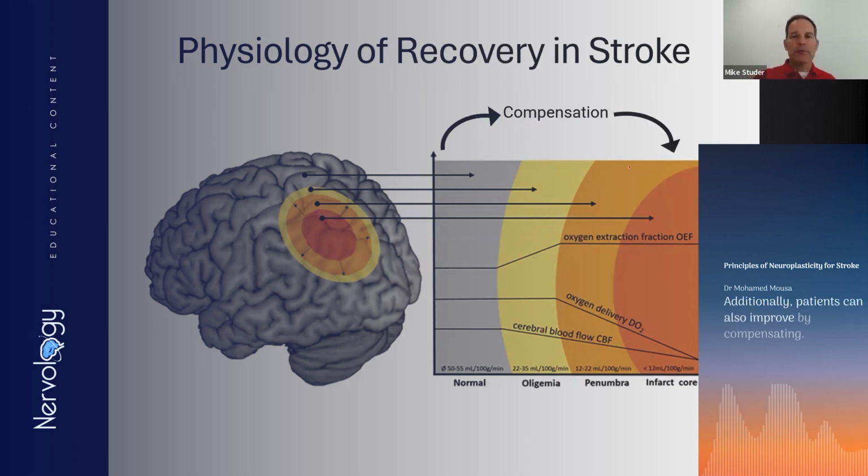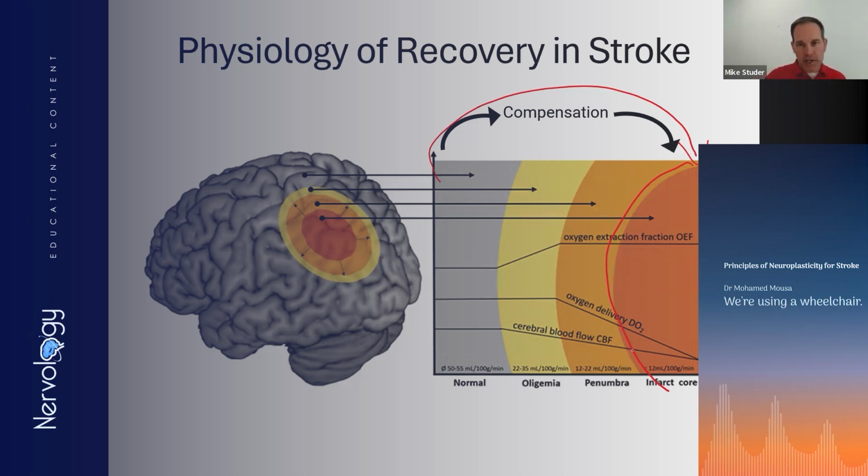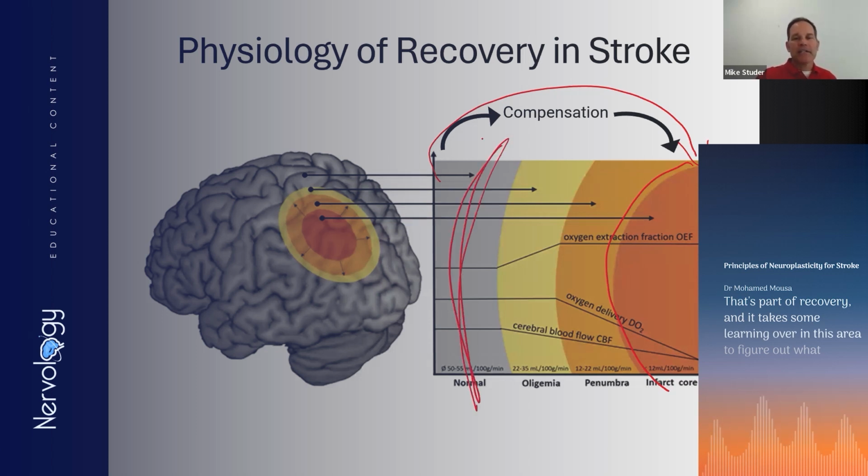Additionally, patients can also improve by compensating. We can only compensate using normal tissue to replace the actions of those tissues that are gone. And when we compensate, we are leaning on a cane, we're using a wheelchair, we're tipping our head differently so that we can swallow safely, we're changing the approach or the sequence that we use to get dressed. Those are compensations. That's part of recovery, and it takes some learning over in this area to figure out what compensations will work to keep me safe or get me independent.